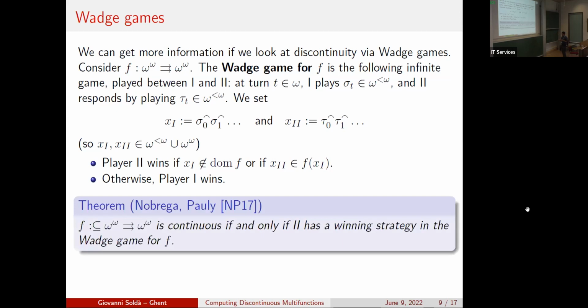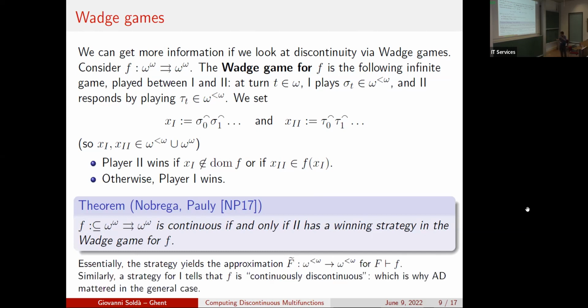Something that Uno, Braga, and Arno proved is that a partial multifunction f from Baire space to Baire space is continuous if and only if player 2 has a winning strategy in the Wadge game for f. And here we go back to what I was telling you before. What does the strategy for player 2 do? The strategy for player 2 gives the approximation that you wanted, the approximation of the realizer of the function f.